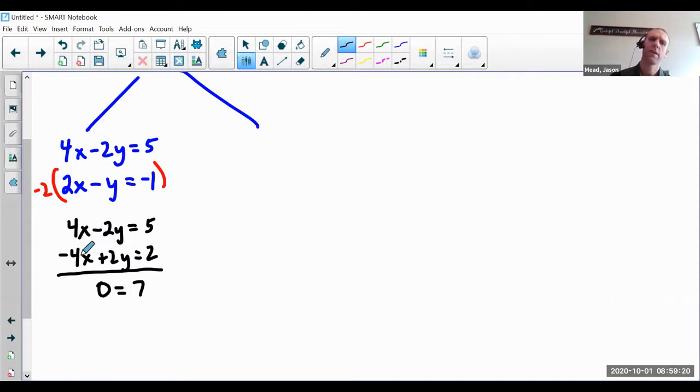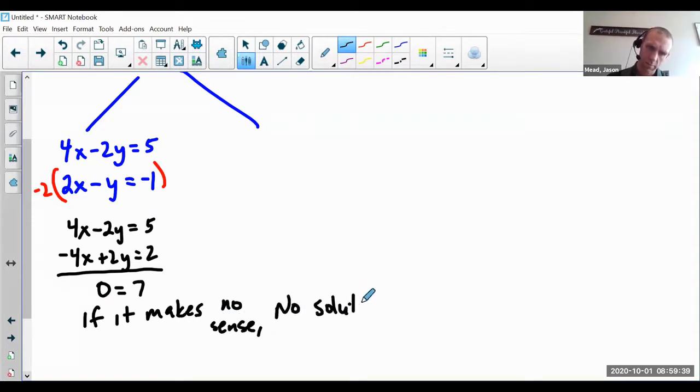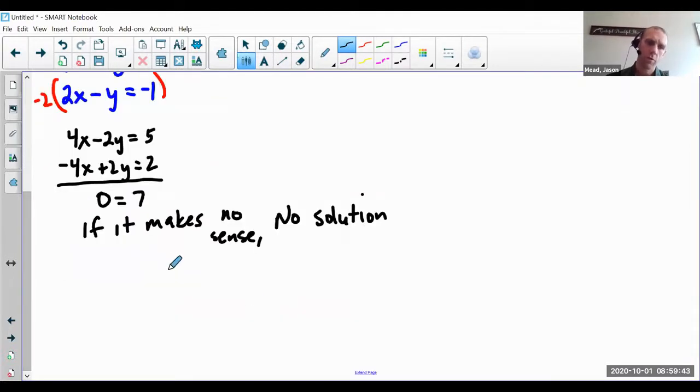Whoa, they're all 0 over here. So everything cancels out. Well, if everything cancels out and you end up with something equals something that's not it, this doesn't make any sense. If it makes no sense, no solution. The vocabulary word we use for that is inconsistent.